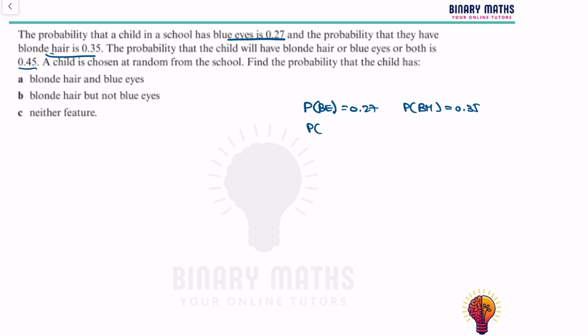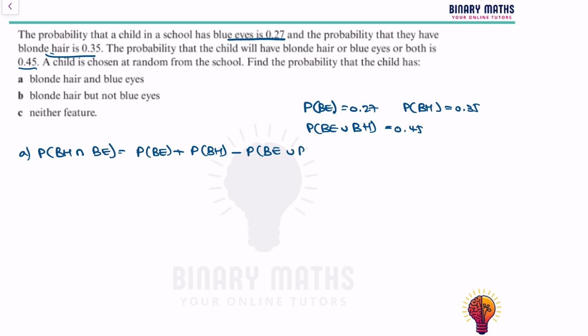And then probability of blue eyes union blonde hair is 0.45, which means we can use the addition law to find probability of blonde hair intersect blue eyes. That is equal to probability of blue eyes plus probability of blonde hair, minus probability of blue eyes union blonde hair, which is 0.27 plus 0.35 minus 0.45, which is equal to 0.17. So now I can draw a Venn diagram.